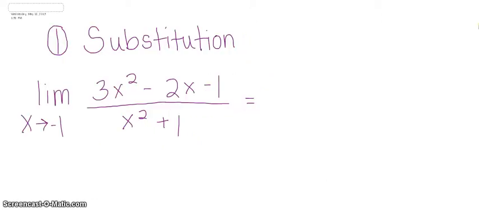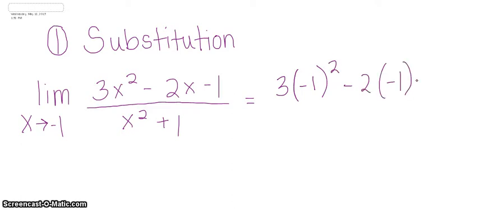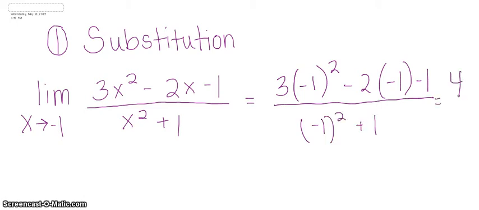The first is substitution. Sometimes to find a limit as x approaches a certain value, the value can just be plugged into the function. For example, we have the limit as x goes to -1 of (3x² - 2x - 1)/(x² + 1). If we plug in -1, we can see that the limit would then be equal to 2.